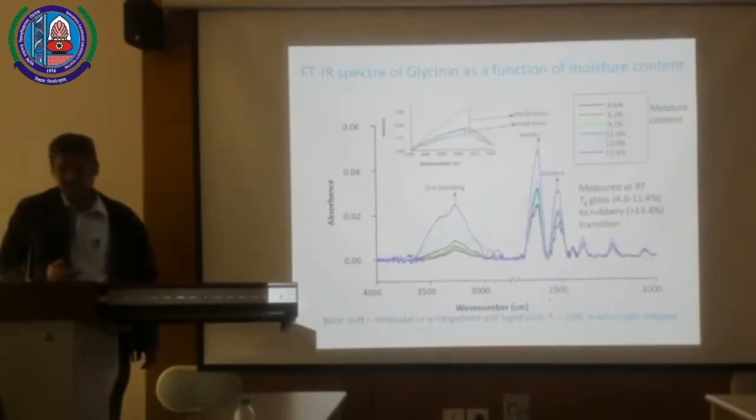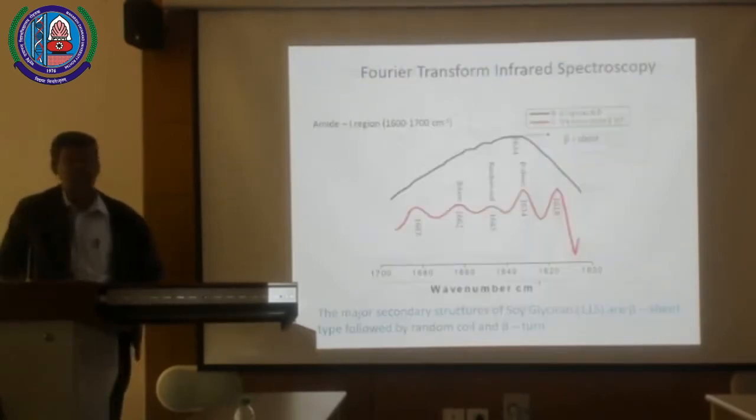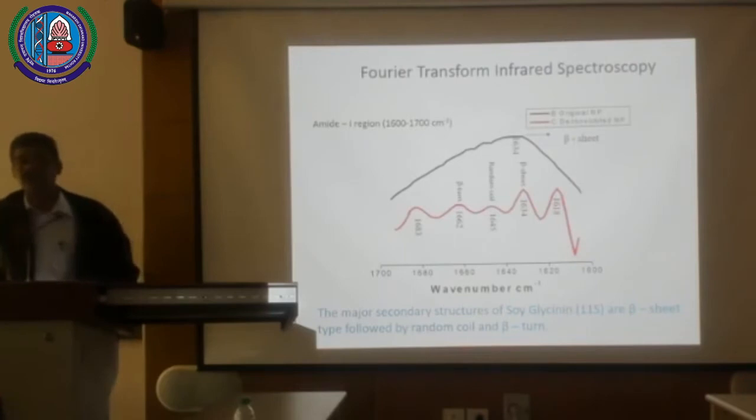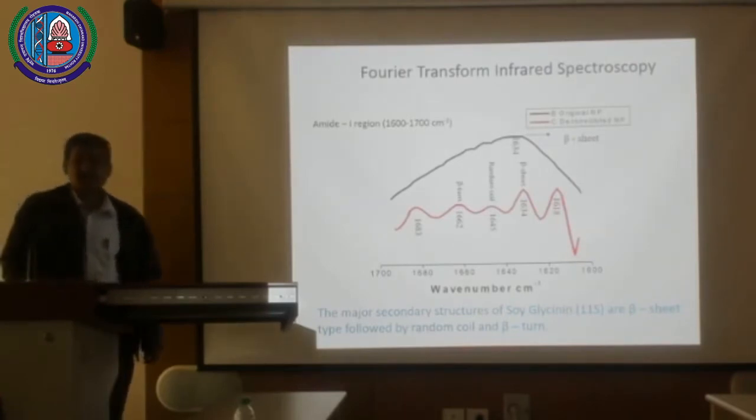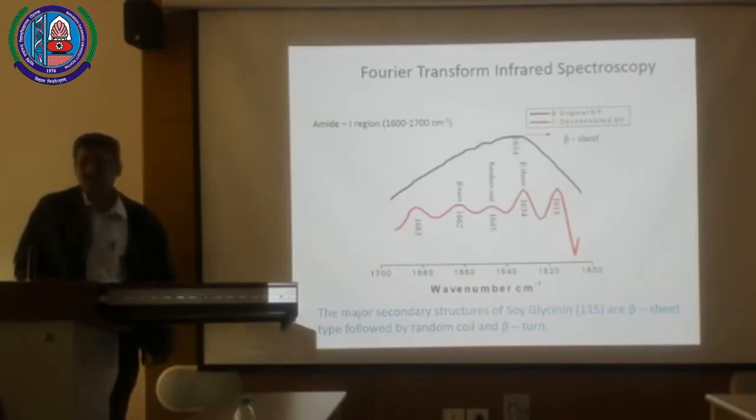I just want to have some queries. First of all, what is on the y-axis? Is it absorbance or transmittance? This one is absorbance, but you can have transmittance as well.